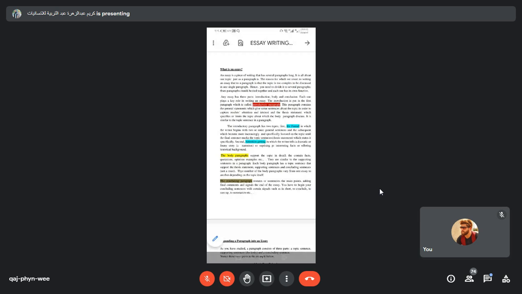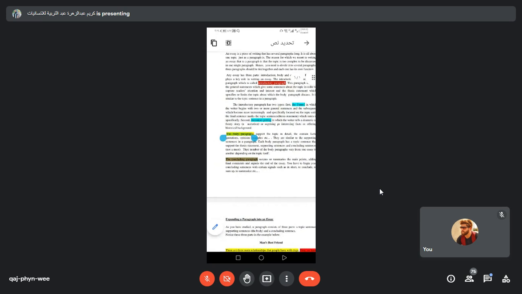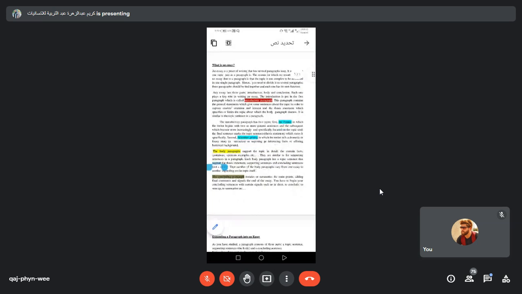Okay. We come to the body paragraphs. Here come the details and the explanation of the topic that you are going to discuss within your essay. Support the topic in detail. Just like supporting sentences, they contain facts, quotations, opinions, examples, because they give details about the topic that you have introduced in your paragraph. Each body paragraph has a topic sentence that supports the thesis statement.